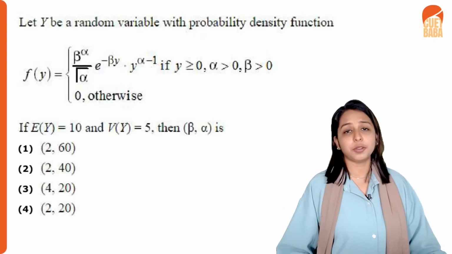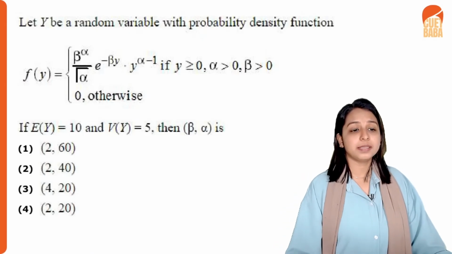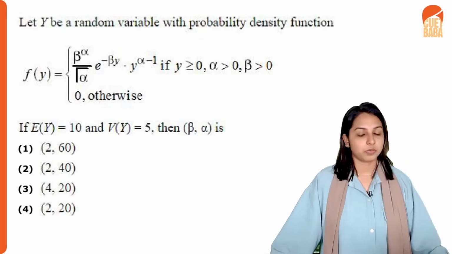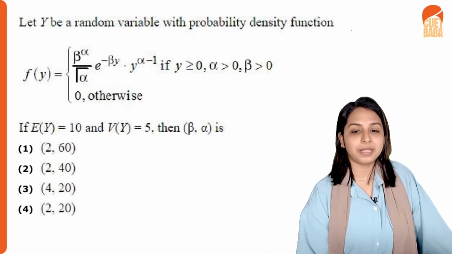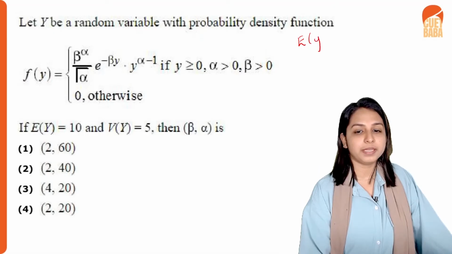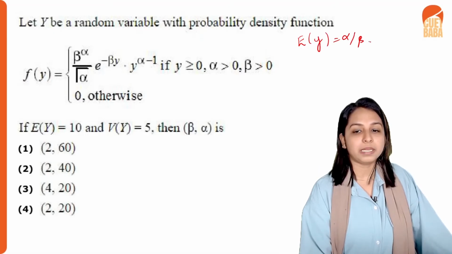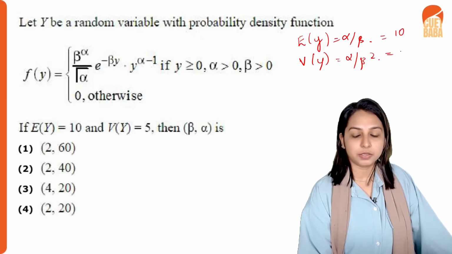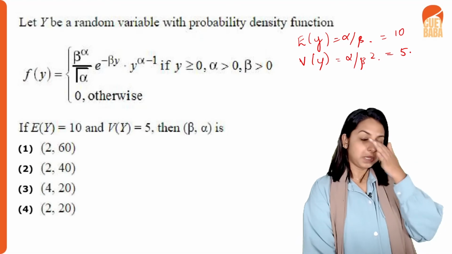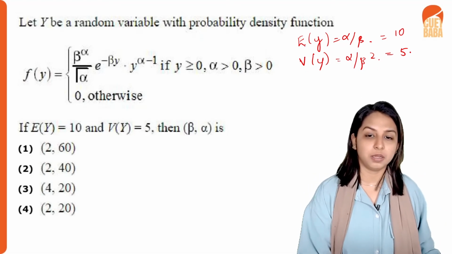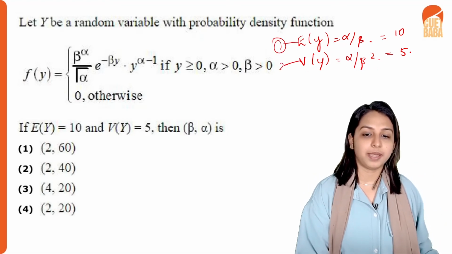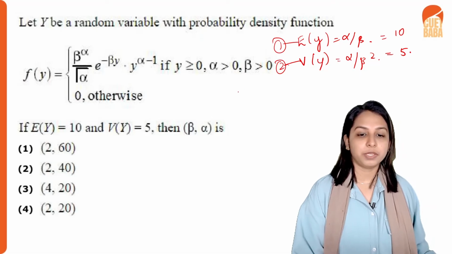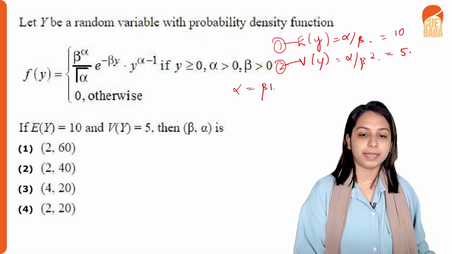So, from the density only we can see that it is a gamma density. So we can simply write that expectation of y is equal to alpha by beta and variance of y will be equal to alpha by beta square. And its values are given as 10 and 5. Simply substituting, let this be equation 1 and this be equation 2. So from equation 1 we will get alpha is equal to 10 beta.